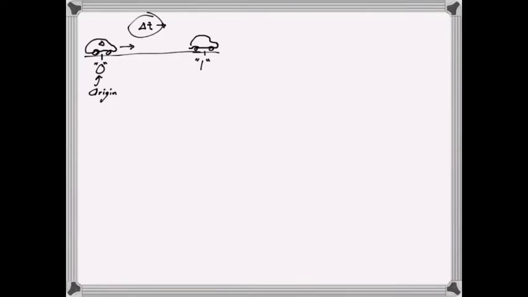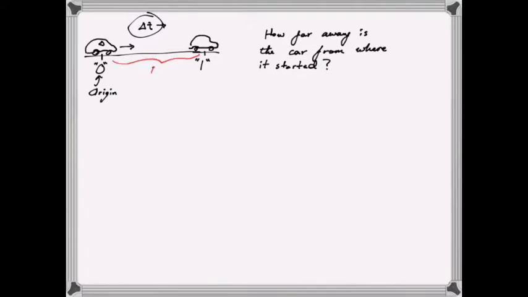So if we started at position 0, now we're at position 1, and this occurred in some amount of time. The first thing we want to look at is how far did you go? If we started at position 0 and we ended at position 1, how far away is the car from where it started? Well, there's two answers to that. Let's say we start at position 0 and we travel, again, 10 meters.